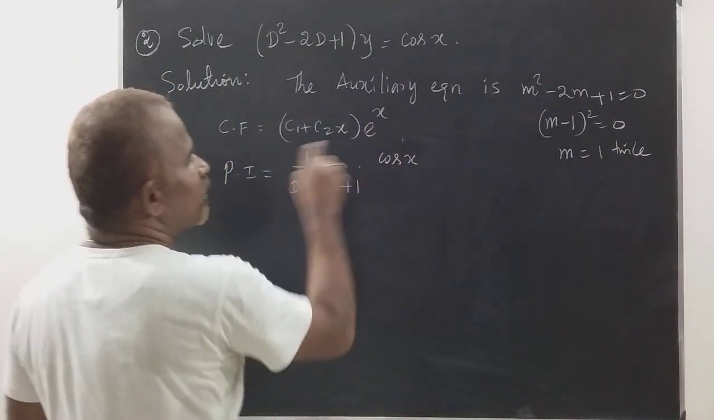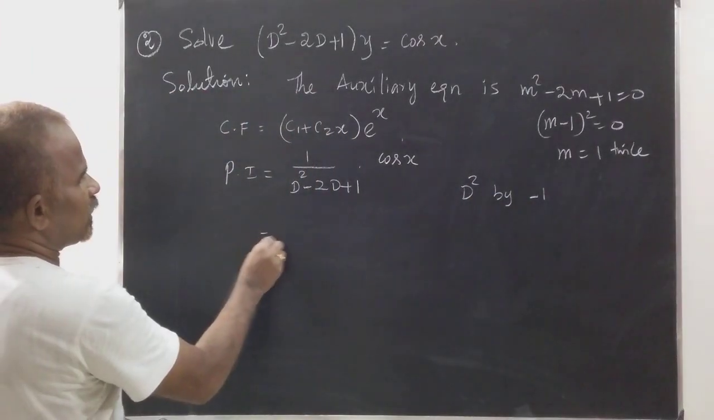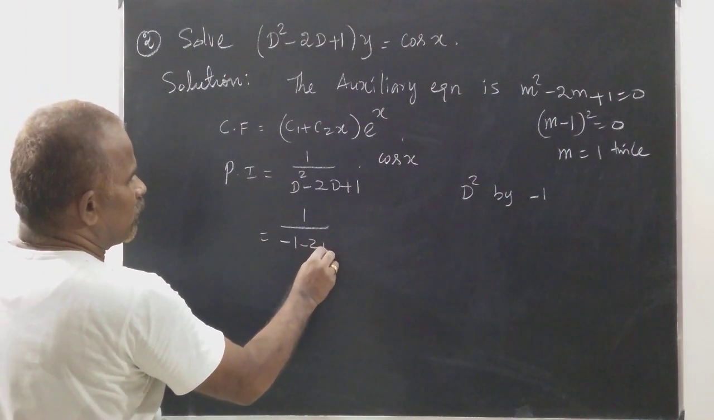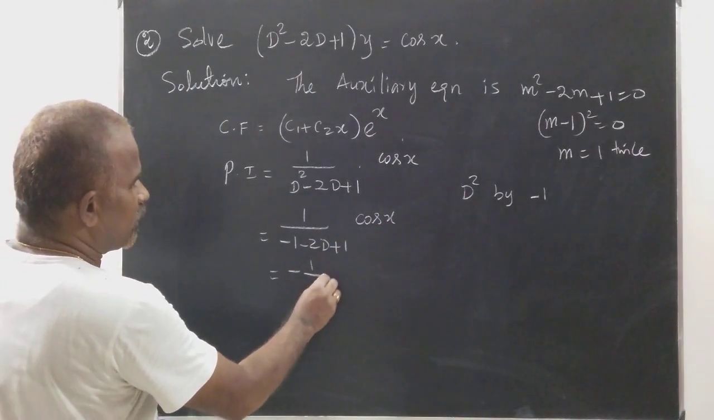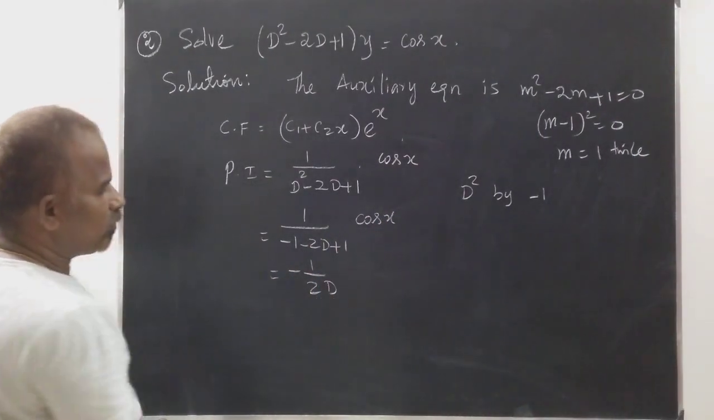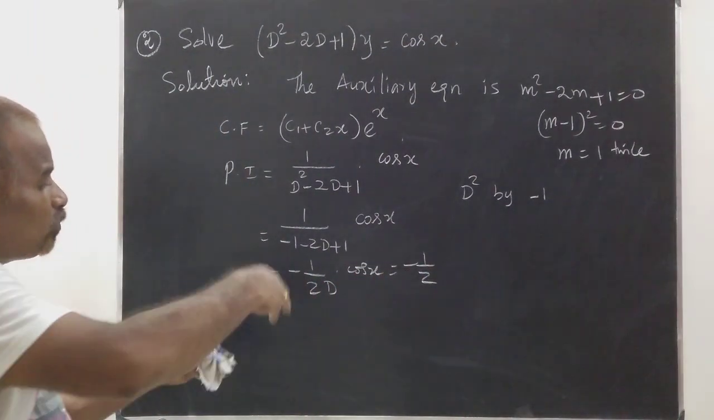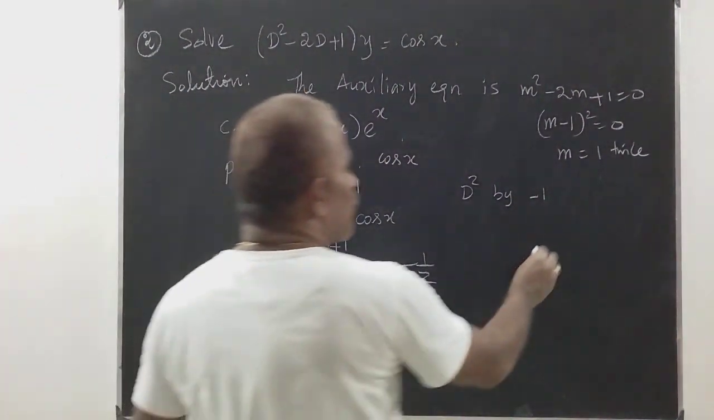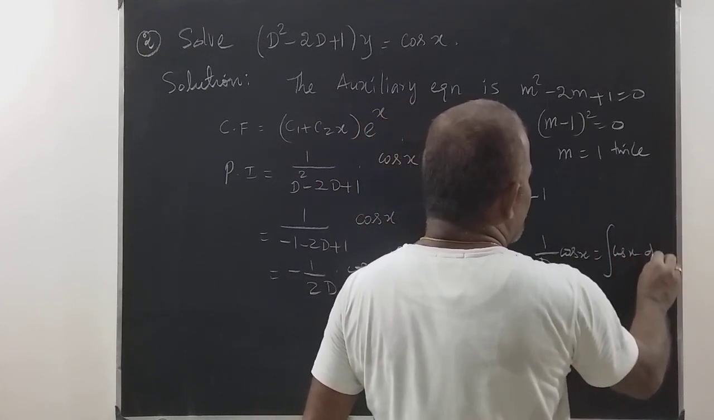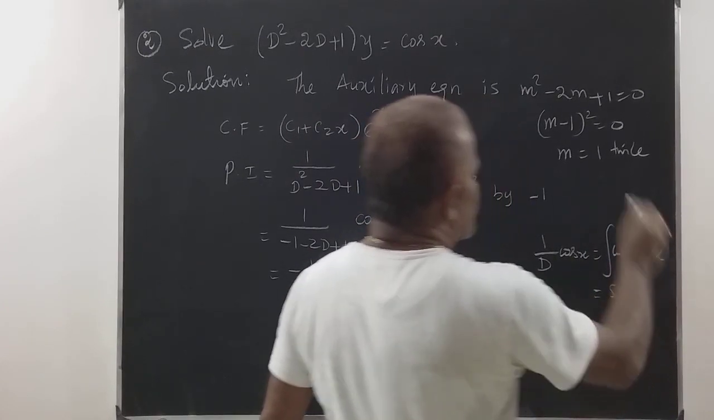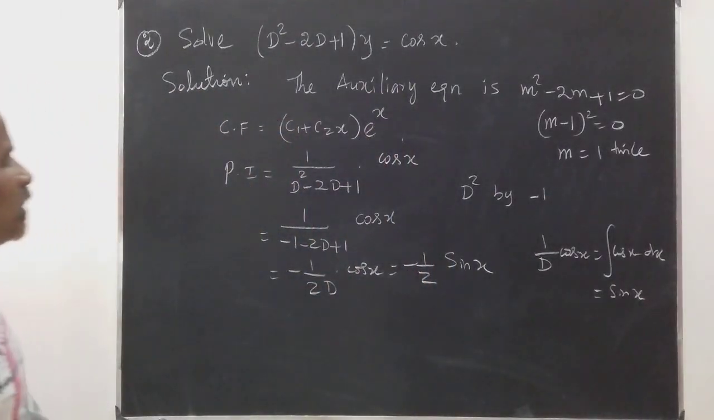Here D squared is replaced by minus 1. So therefore I can write, here is minus 1 minus 2D plus 1 into cos x. So therefore again I can write minus 1 by 2D into cos x, which is equal to minus 1 by 2 into 1 by D of cos x, that is integration. 1 by D of cos x is equal to integration of cos x dx. Integration of cos x is equal to sin x. So therefore minus 1 by 2 sin x.